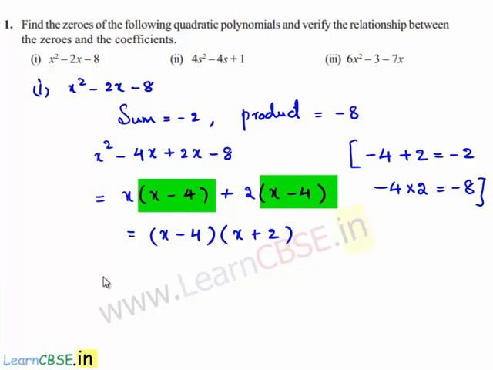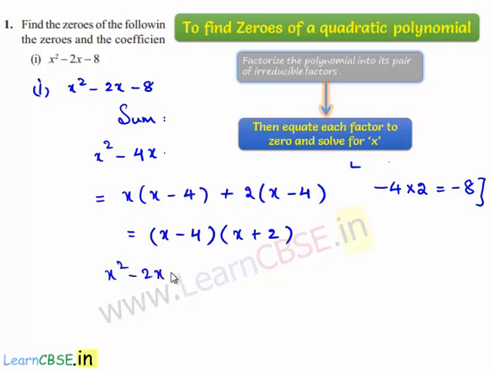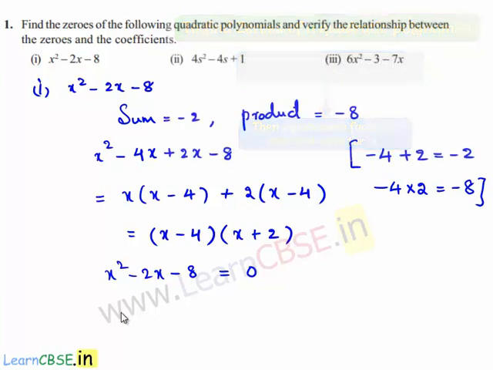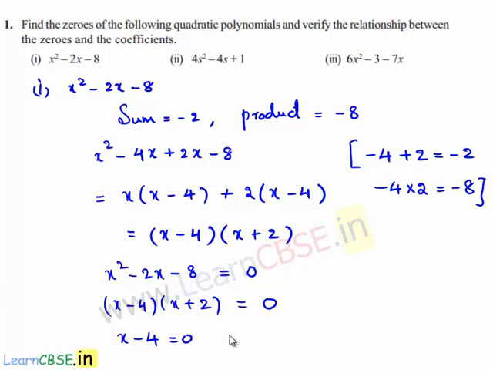So in order to find the zeros of the polynomial, the given polynomial x square minus 2x minus 8 must be equated to 0. x square minus 2x minus 8 can be written as x minus 4 times of x plus 2, which is equal to 0. So we can say that x minus 4 is equal to 0 and x plus 2 is equal to 0. So transposing minus 4 to right hand side, we will be getting x is equal to 4, and transposing plus 2 to right hand side, we will be getting x is equal to minus 2.